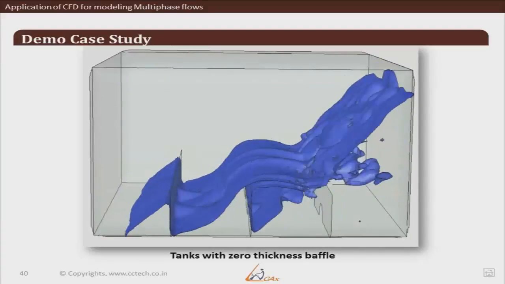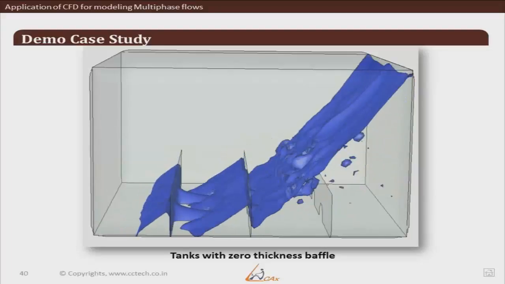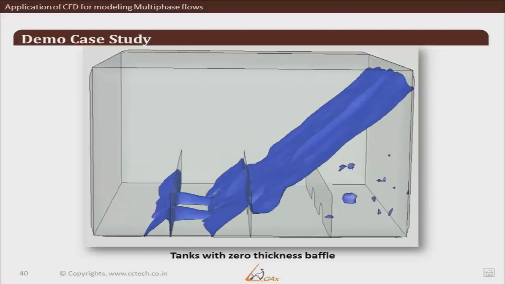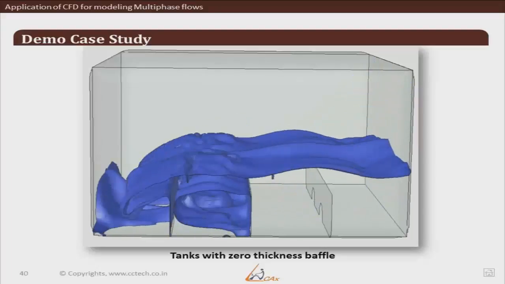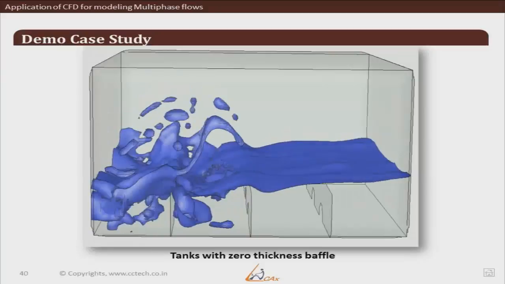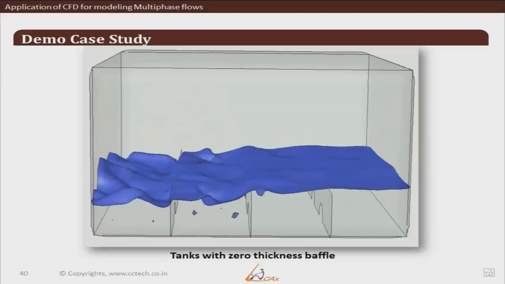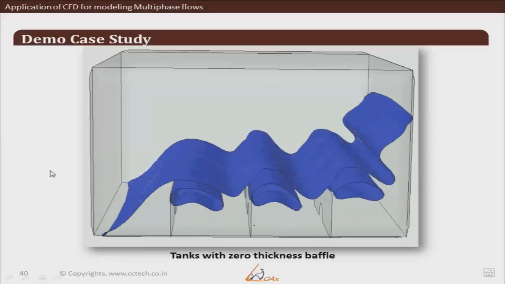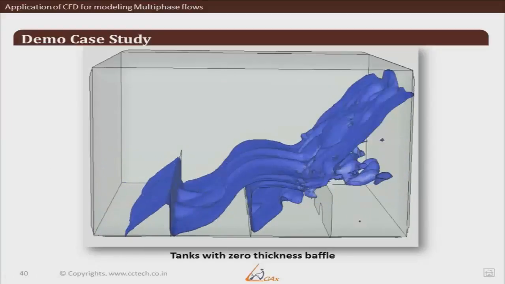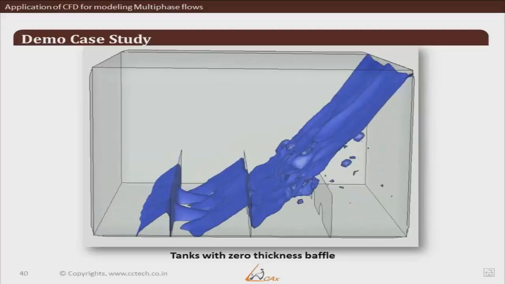Now coming to the second case, this is how the free surface splashing happens where there are baffles. You can see that the splashing intensity is reduced because of the presence of baffles, and the settlement of the liquid is much more compared to the first case. So there is some sort of damping provided by the presence of baffles, even though they are 0 thickness.